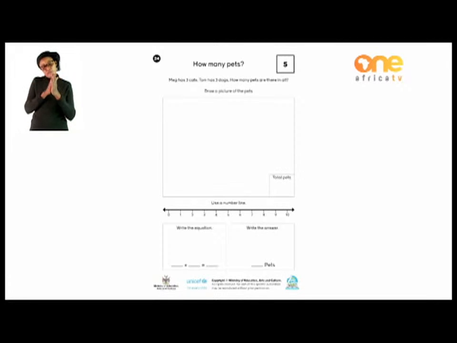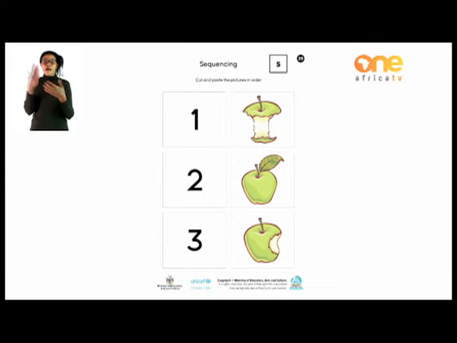Page 25. Sequencing. What is sequencing? Sequencing is numbers or things that are placed from the biggest to the smallest or from the smallest to the biggest. So let's see. Cut and paste the pictures in order.